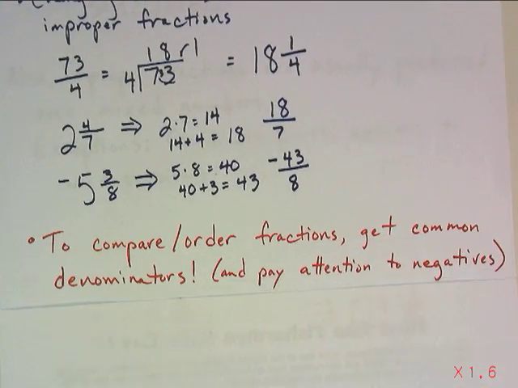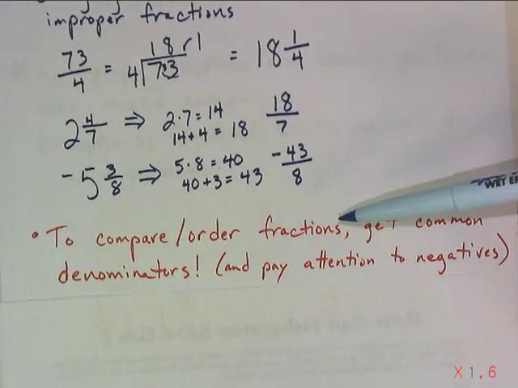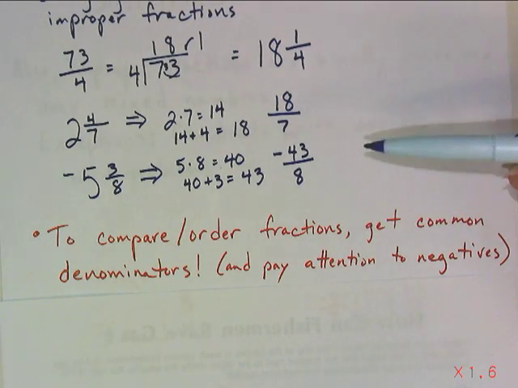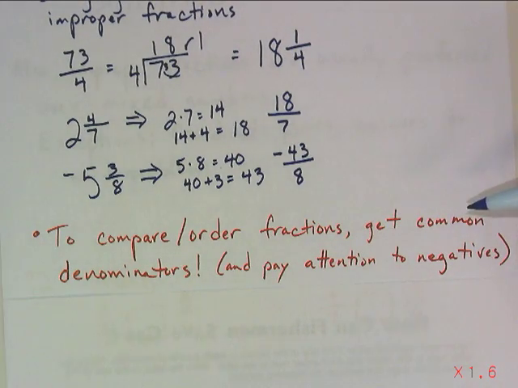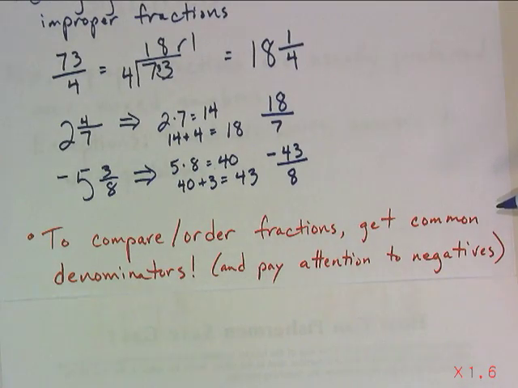Now let's look at comparing and ordering fractions. In order to put fractions in order, to compare them and tell which ones are bigger or smaller than the others, we need to get common denominators. We need to have everything on an equal playing field so that we can pretty easily compare and figure out which ones are larger and which ones are smaller.